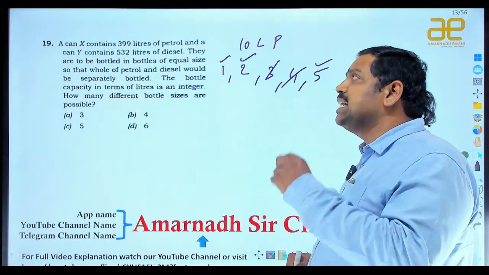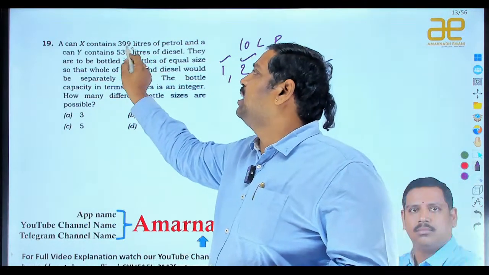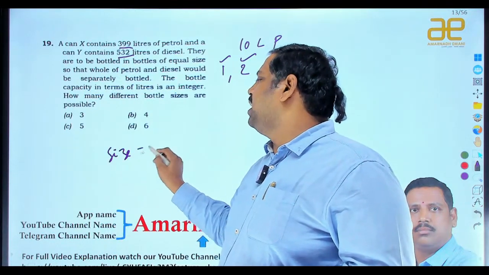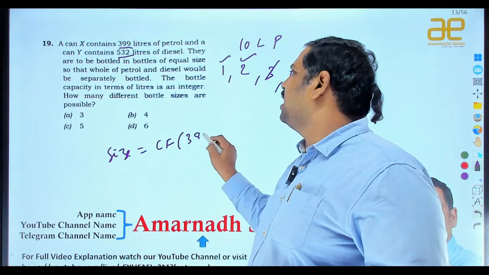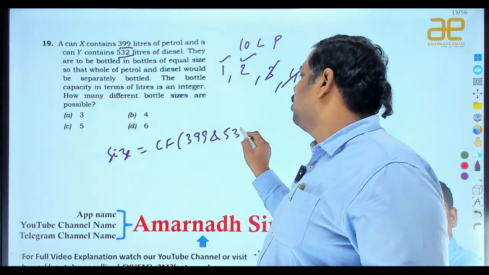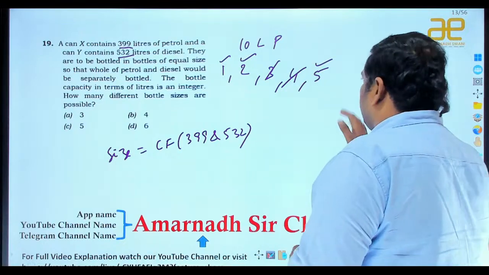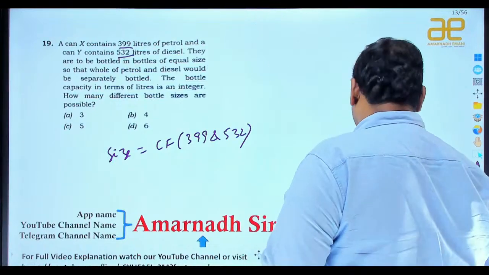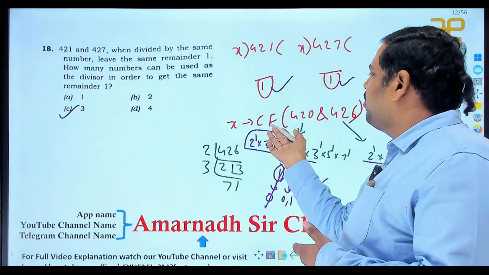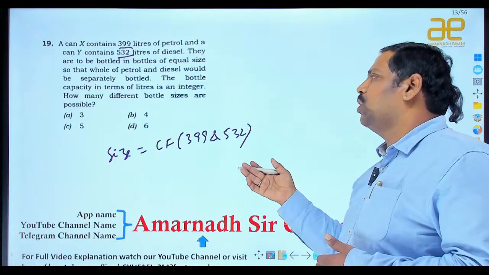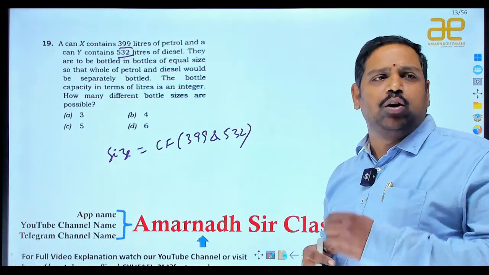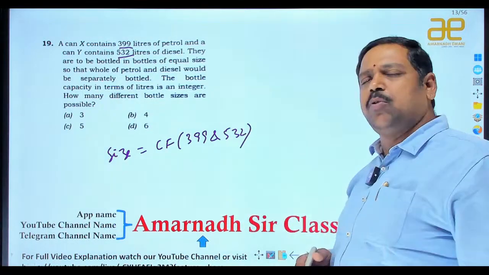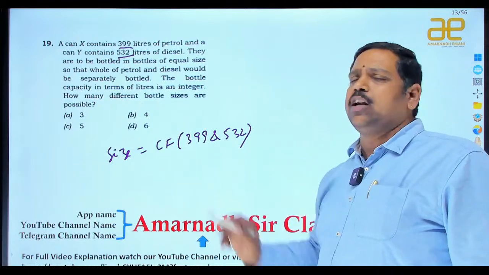Means the size of the can should be a factor of 399 as well as 532. Means the size of the can should be a common factor of 399 and 532. If you observe this question and the previous one, now you will say that both are same. Observe that. So there also it is a common factor of both the numbers, right? Here also it is same. So happily what we can do, we can go with the prime factorization for each one. He is asking how many different bottle sizes are possible, means how many common factors are possible.